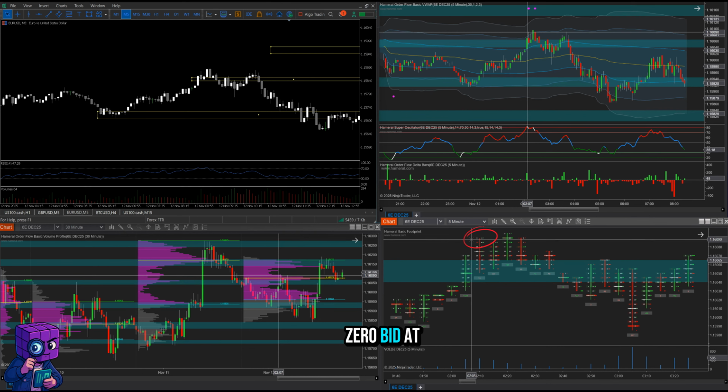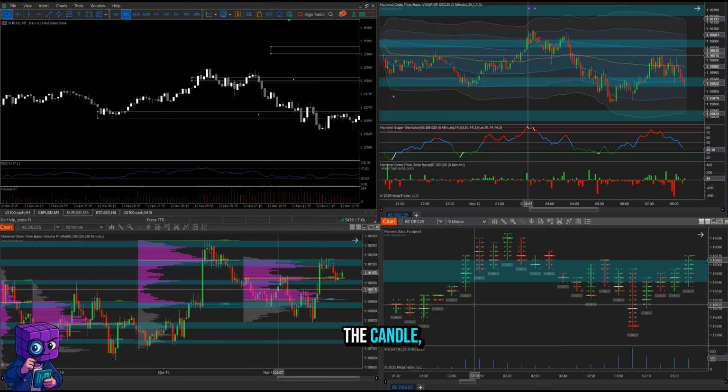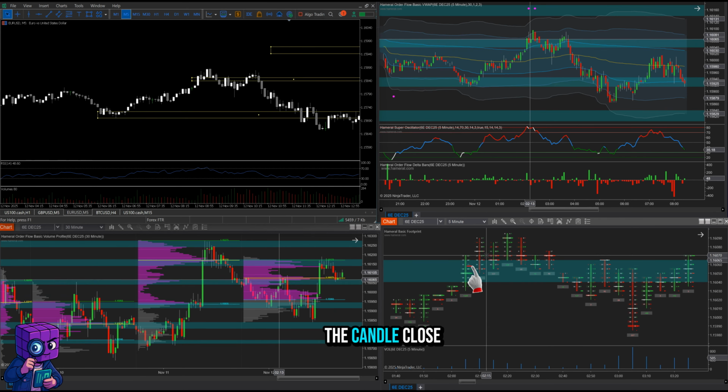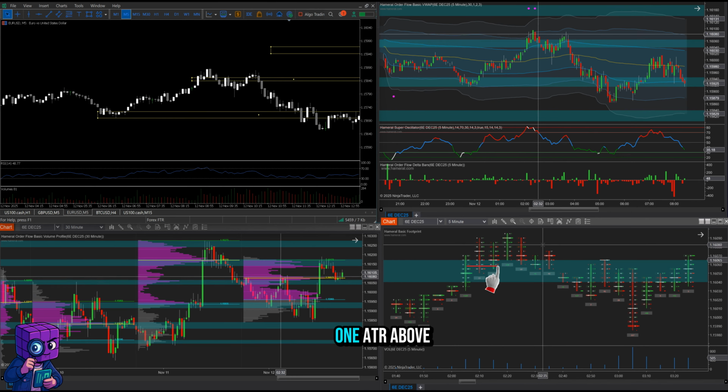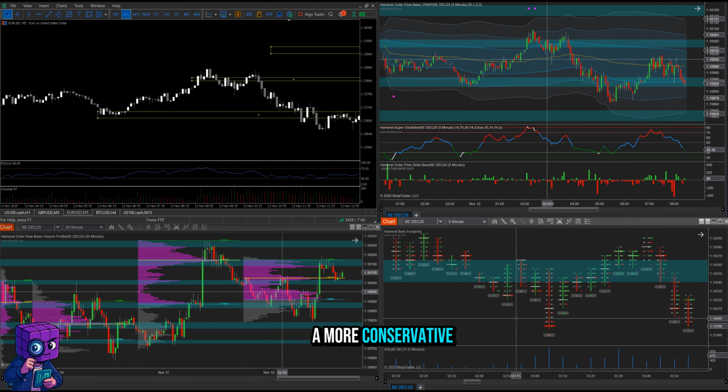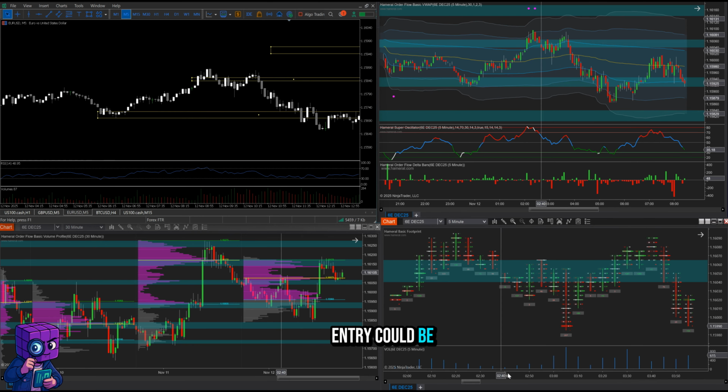We can see 0 bid at the top of the candle, which means the auction finished there. We have a strong sell imbalance. The price closes below the POC and delta is negative. A very nice reversal clue. An aggressive entry could be at the candle close with the stop loss 1 ATR above the high and at least 1 R or 1.5 R reward. A more conservative entry could be at a clean close below this candle's low with a negative delta.